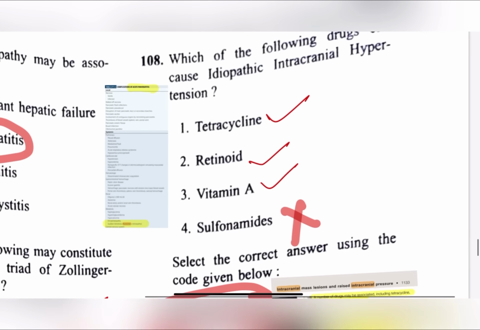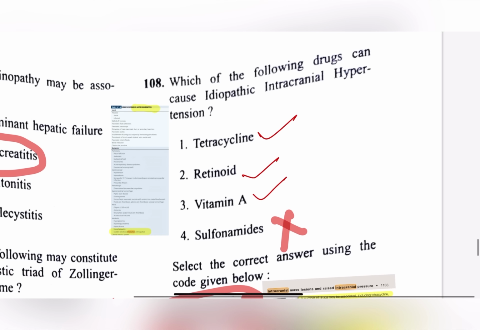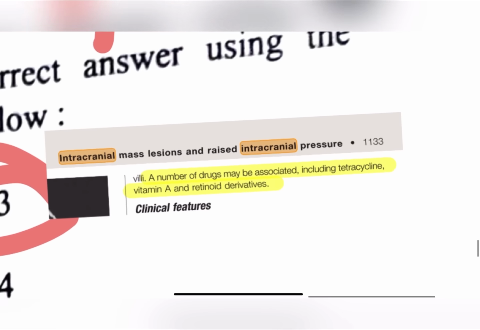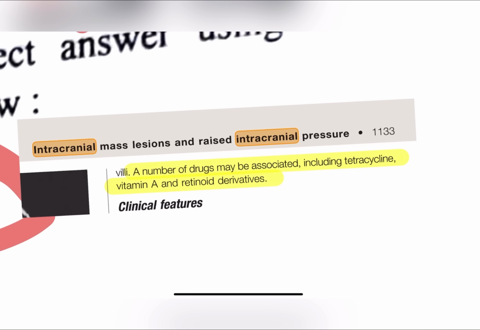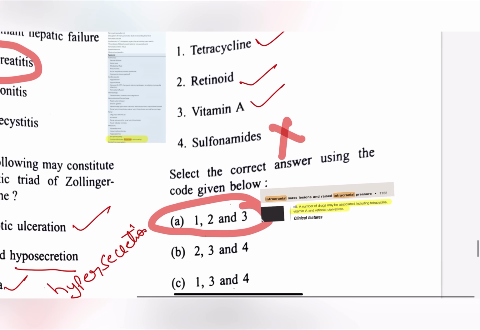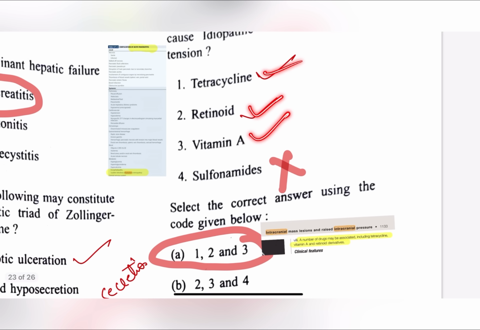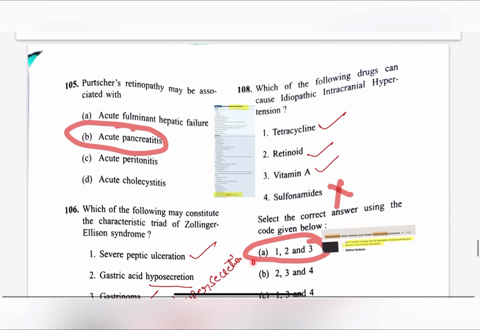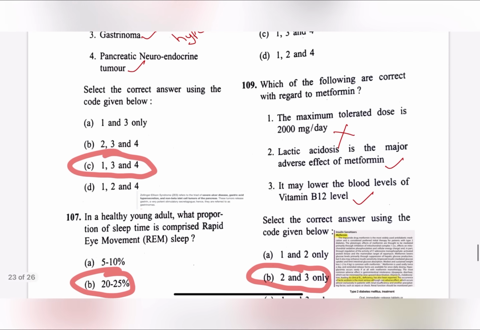Next we have 108 question where they are saying idiopathic intracranial hypertension. Which of the following drugs cause idiopathic intracranial hypertension? So a number of drugs may be associated: tetracycline, vitamin A and retinoid derivative. So we have tetra, retinoid, vitamin A. Sulfonamide is not associated, so the answer for this question is 1, 2 and 3.